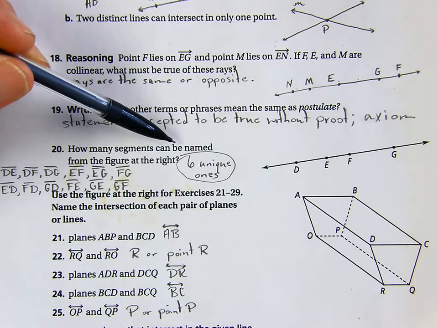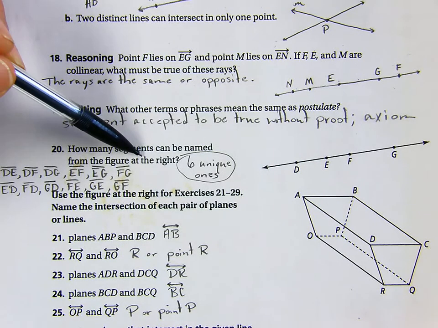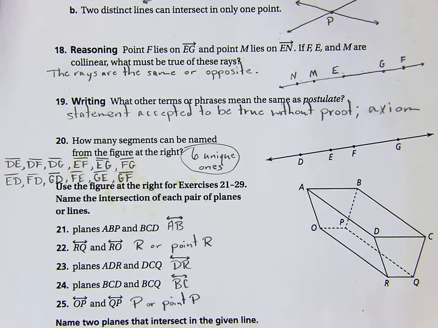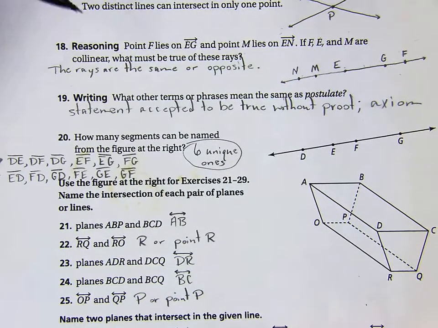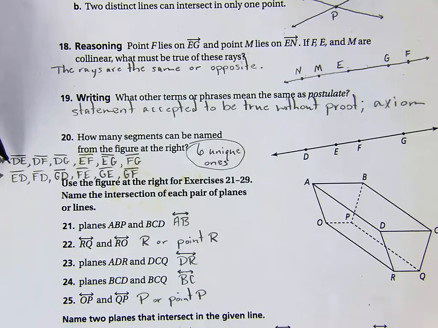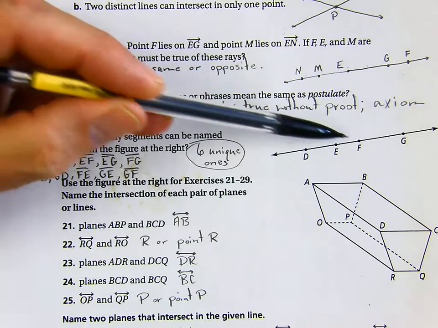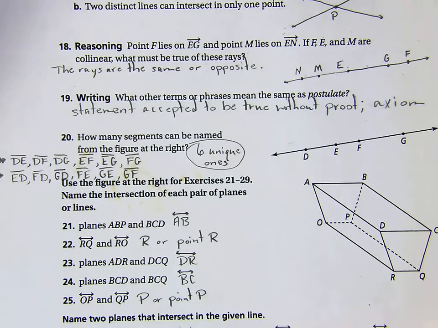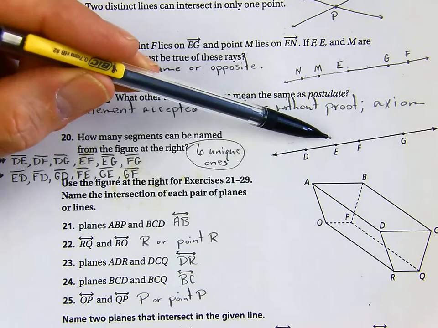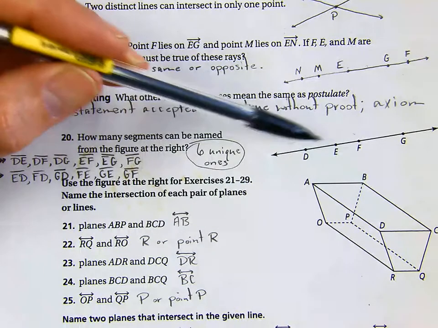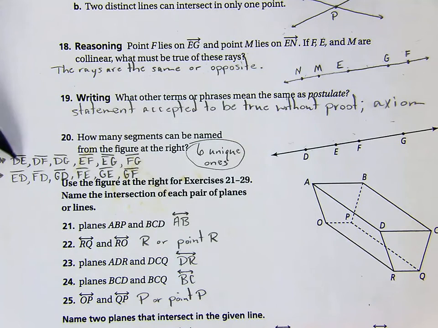how many segments can be named from the figure at the right. So what I did, I named all the segments. There's 6 unique segments. And starting at D, I said there's DE, DF, DG. All those are unique segments, but then they also could have been named ED, FD, and GD. See, I listed those segments, and then I listed them the other way, just turning the letters around, but it's still just 6 unique segments.